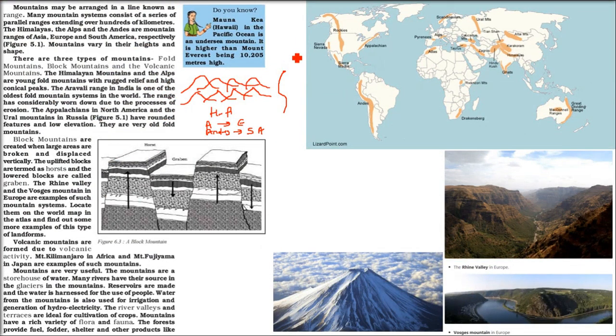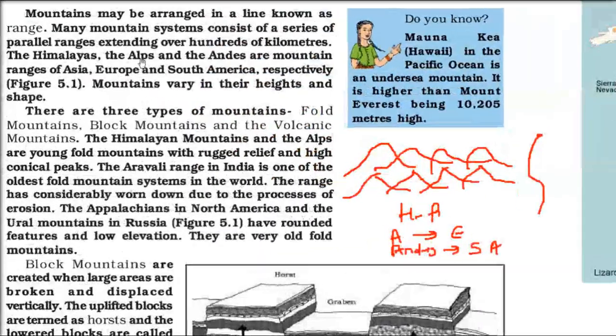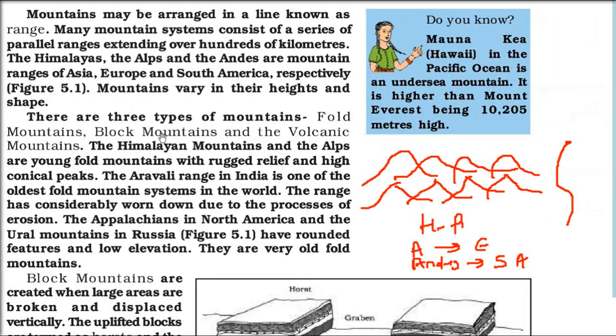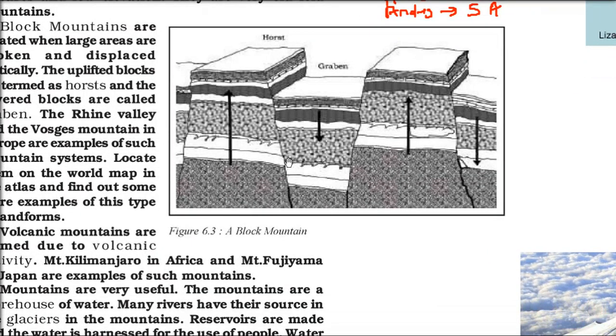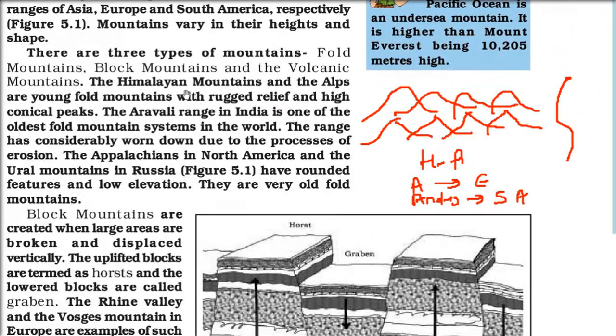So these are all in lines, and how many types of mountains are there? Because they also have types. There are three types of mountains. The first is fold mountain, second is block mountain, third is volcanic mountain. Right? Fold mountains, block mountains, and volcanic mountains. So what is block mountain? We'll see just now.